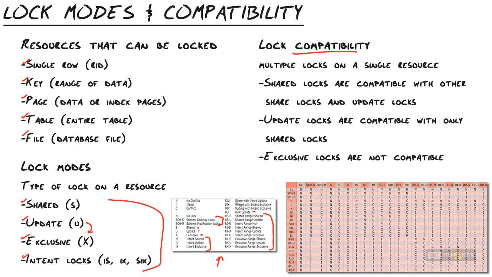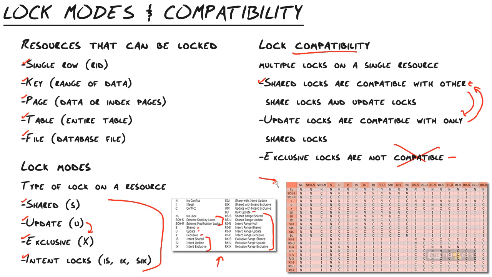Now, compatibility. If you have a resource that has a lock on it, and then another process wants that resource, it may be able to work with the resource depending on the locks. And that's what lock compatibility is all about. And here are some good general guidelines: shared locks are compatible with update locks and other shared locks, so themselves and update. Update locks are compatible only with shared locks, and then exclusive locks are not compatible with anything. And here is a chart right from MSDN that shows lock compatibility across all the different lock types.